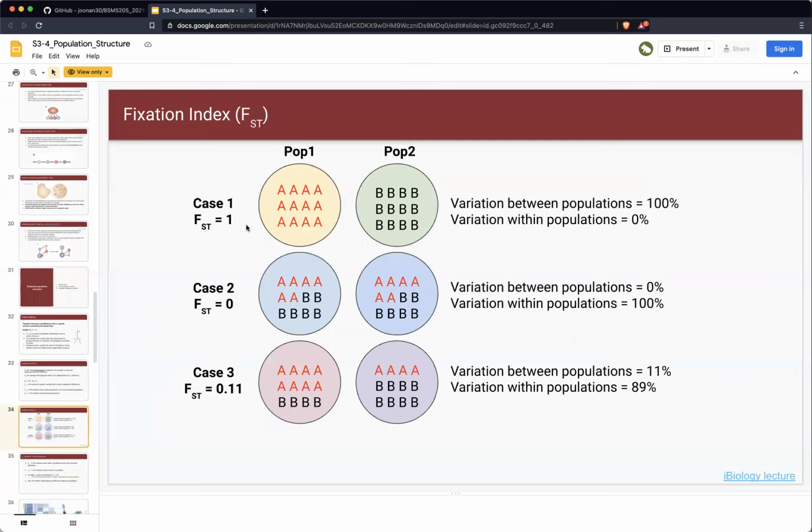So here are the examples. If you look at two populations, this is just an example, so you're not going to calculate the exact coefficient using these numbers.